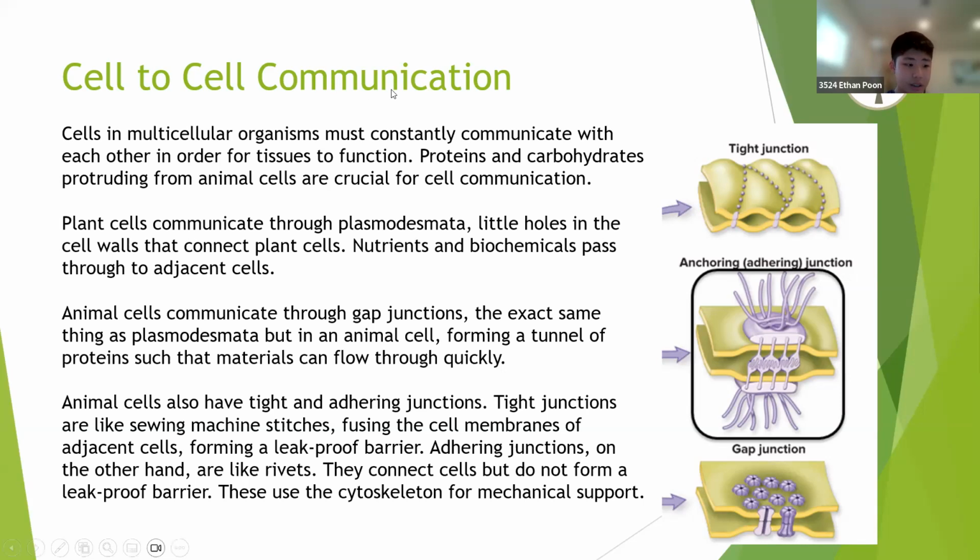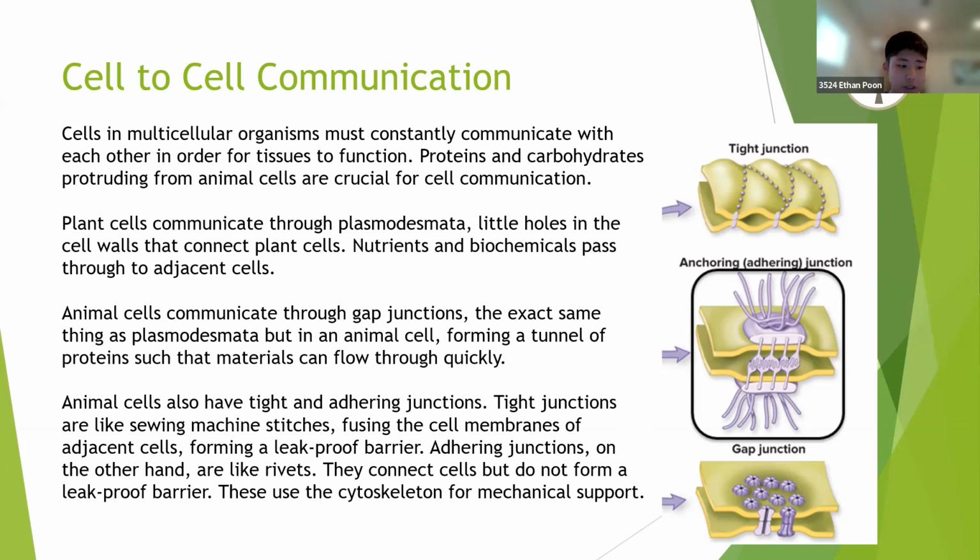So animal cells communicate through gap junctions, the exact same thing as plasmodesmata, but in an animal cell, which I have here as a picture. You see it's little holes connecting them. And it forms a tunnel of proteins such that materials can flow through quickly. And this is good for maintaining homeostasis, as we mentioned earlier. So if one cell has way too much sodium in it, some of it will diffuse to the other cell so that the concentration of sodium stays relatively the same all the time.